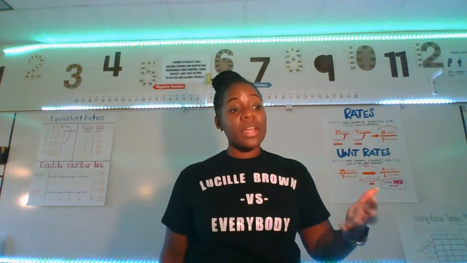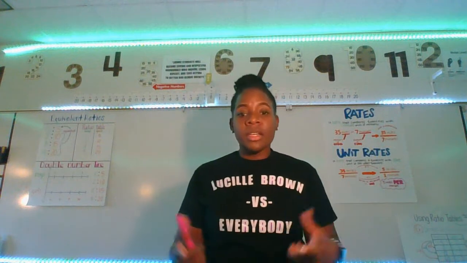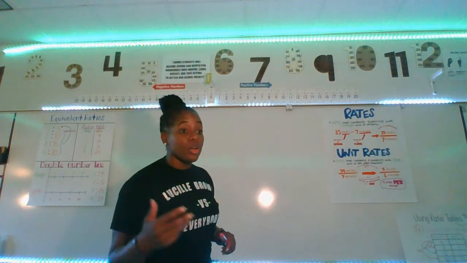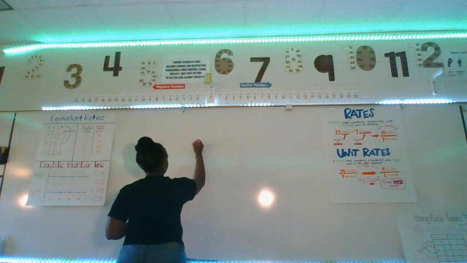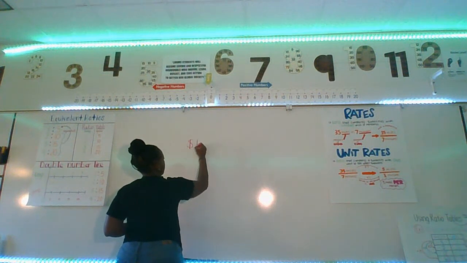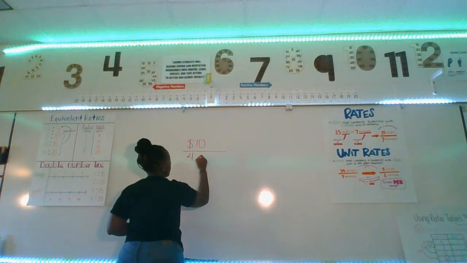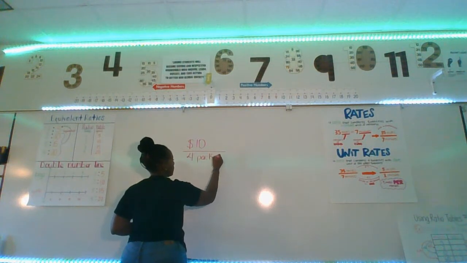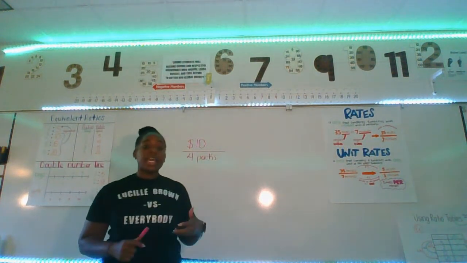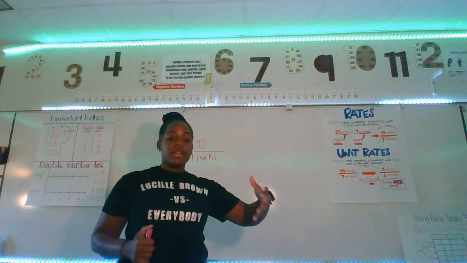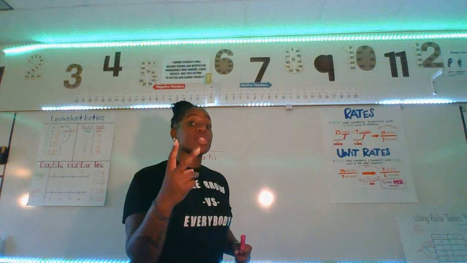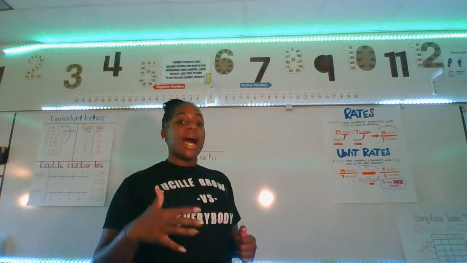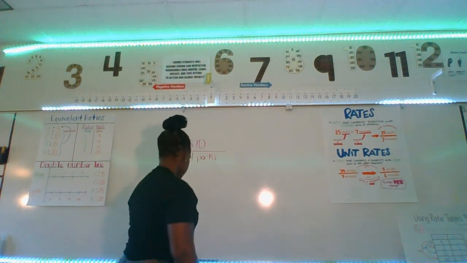In this case, our question is asking for packs. We start off with the original rate of $10 for 4 packs, right? So we would write the ratio out: $10 for 4 packs. Now we're trying to create an equivalent ratio, but this ratio now has a denominator of 2 because the question asks for how much for 2 packs.